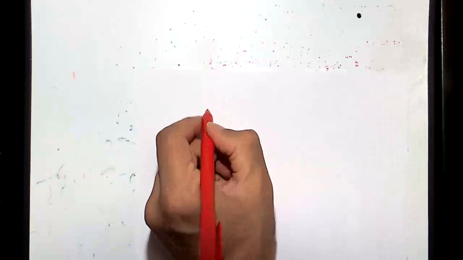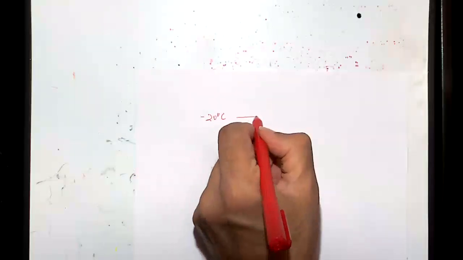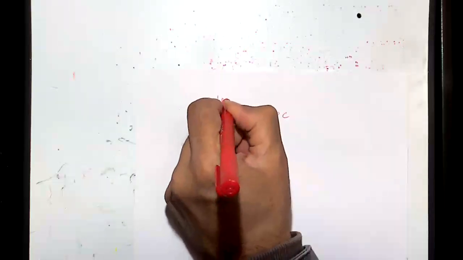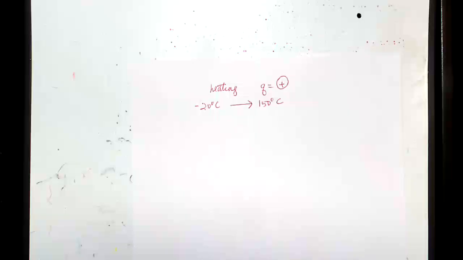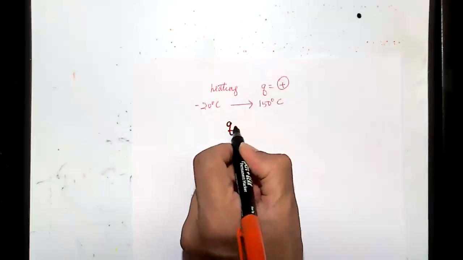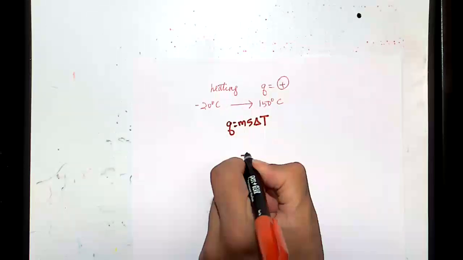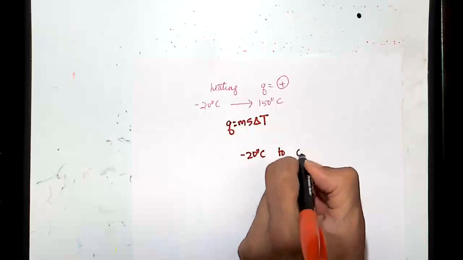So let's say we want to take water and we have it at minus 20 degrees C and we want to raise the temperature to 150 degrees C. If we're heating it, what will the sign of Q be? Okay, the sign of Q will be positive. Okay, and how will we go about doing this? Okay, so we're going to break this up. Okay, so we'll have Q equals ms delta T. And that's going to be for the first one, which is minus 20 degrees C to 0 degrees C.